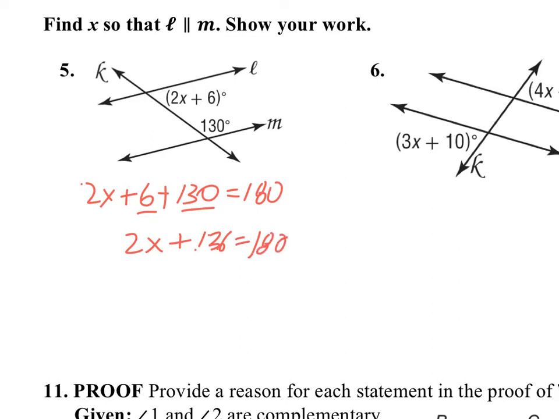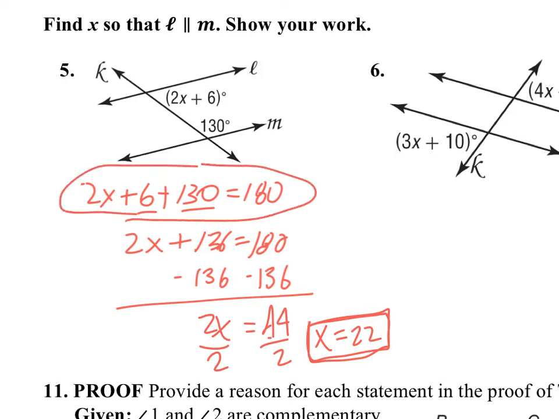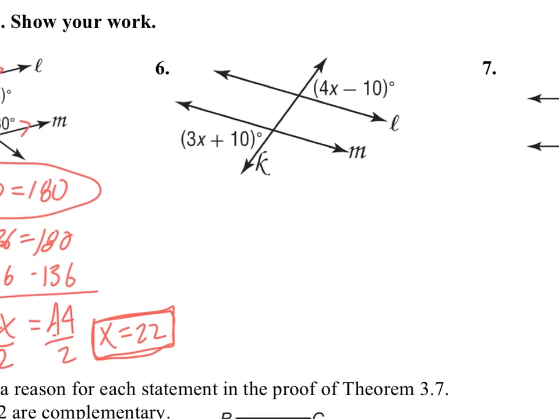Then I would subtract 136 from both sides, and we would get that 2x is equal to 44. If we divide both sides by 2, we get that x is equal to 22. So what we're saying here is that if x is equal to 22, that makes this equation true, and that would make these two lines parallel. Now let's take a look at number 6.